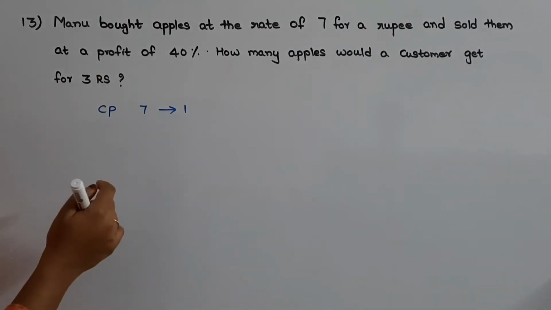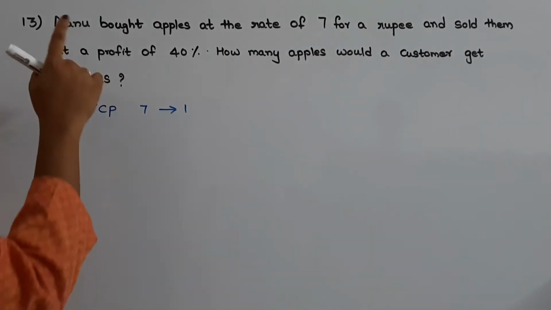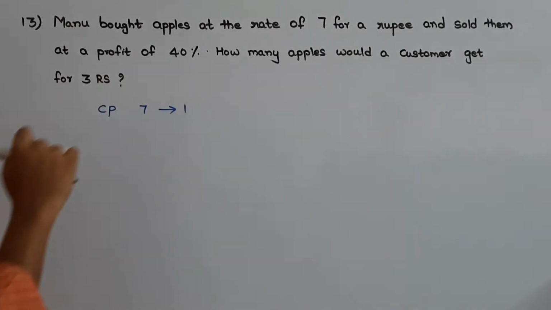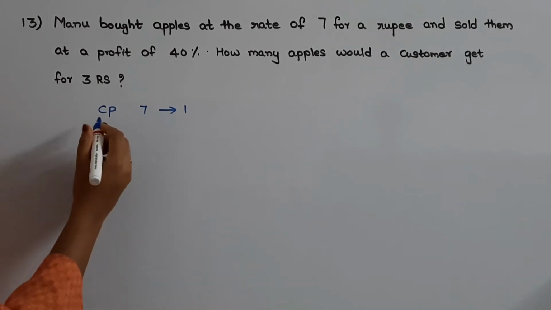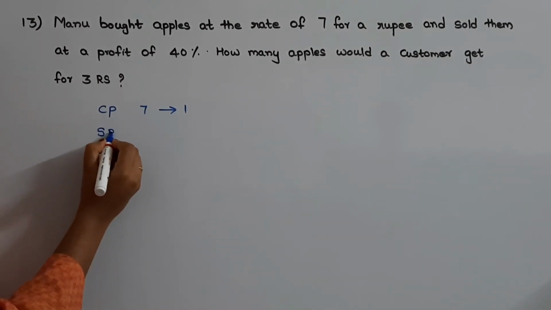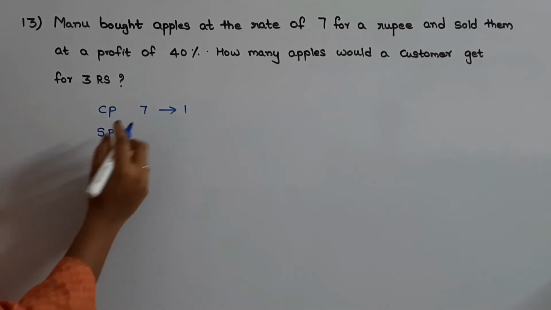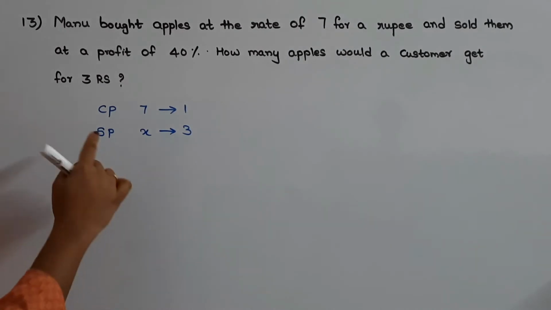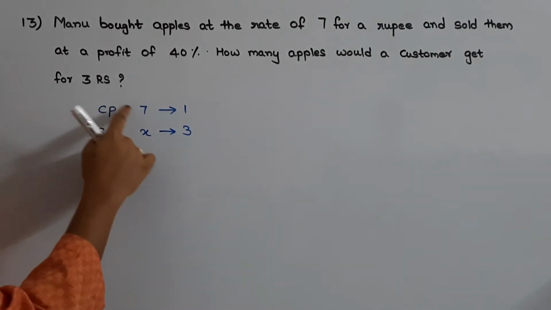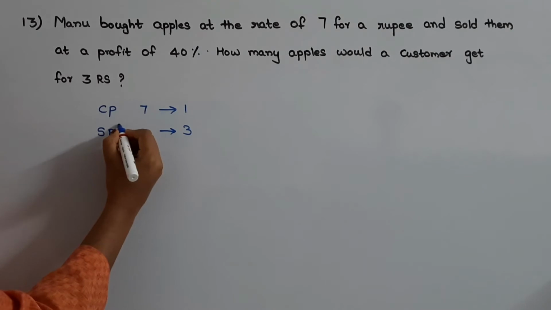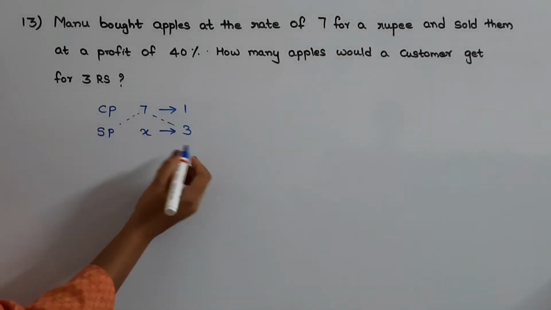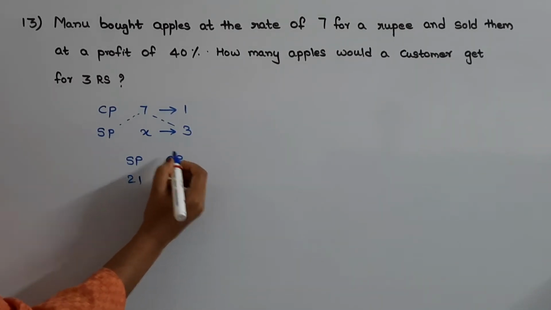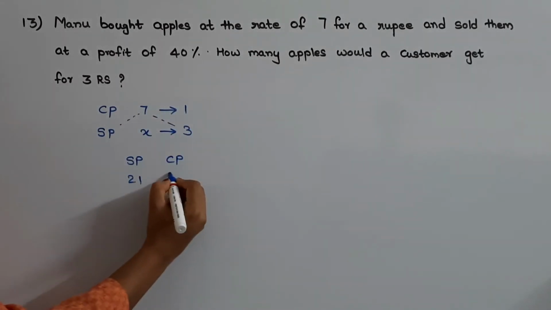So we need to find out the number of apples sold by Manu for 3 rupees, so that he get a profit of 40%. So let us assume that he sold the apples in such a way that selling price of X apples is rupees 3. Now we can find out the selling price and cost price by cross multiplying. So selling price will be equal to 7 into 3, that is 21, and the cost price will be equal to x into 1, that is x.